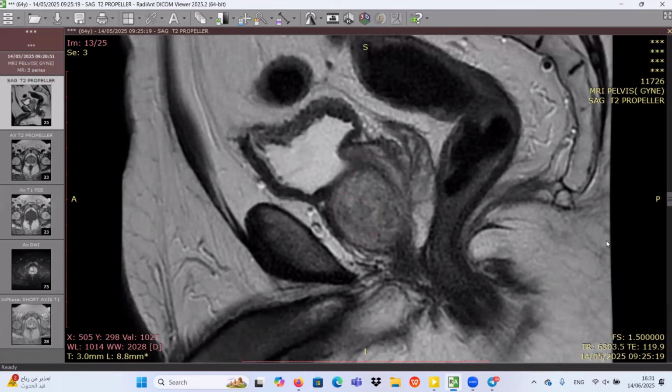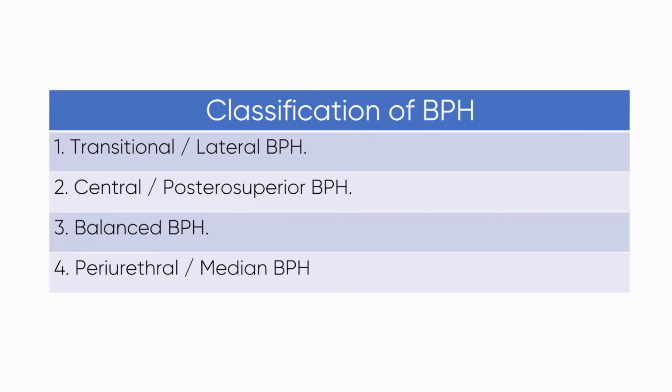The last type is the least common type, where we have hypertrophy along the periurethral tissue. This is called the periurethral type. So we have four types: the transitional or lateral type of benign prostatic hyperplasia, the central type of benign prostatic hyperplasia, and both of these types are called non-balanced benign prostatic hyperplasia. In the balanced prostatic hyperplasia, the central zone hypertrophy is almost equal to the transitional zone hypertrophy.